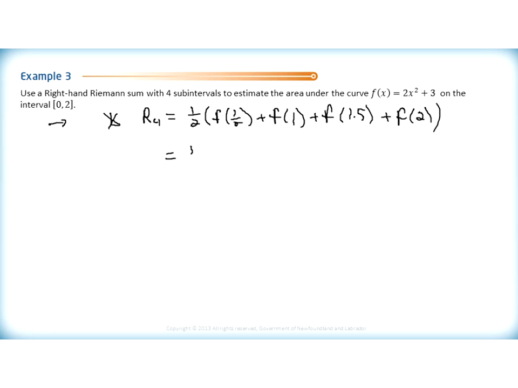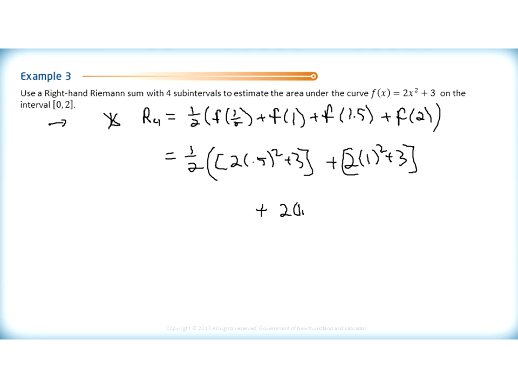Okay, so that's going to be 1/2 of, we've got 2 times 0.5 squared plus 3, 2 times 1 squared plus 3. Going to run out of space with this stuff. And let's put them down here. So then we're going to have 2 times 1.5 squared plus 3. And of course we'll have 2 times 2 squared and 3, like so.